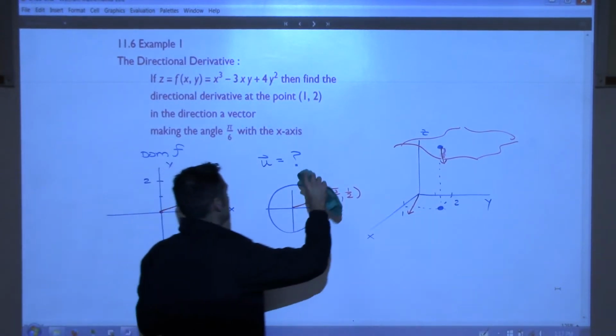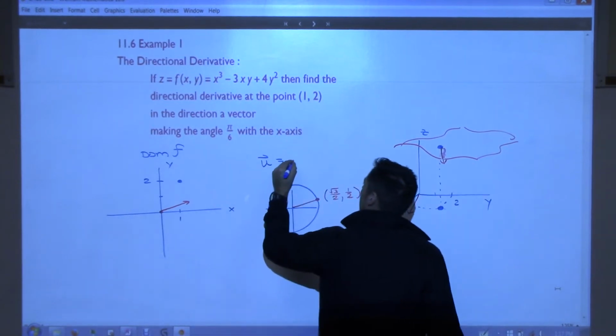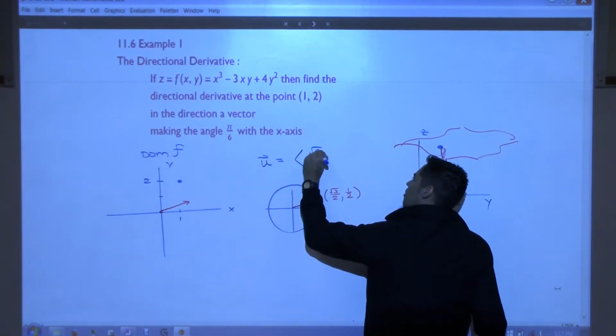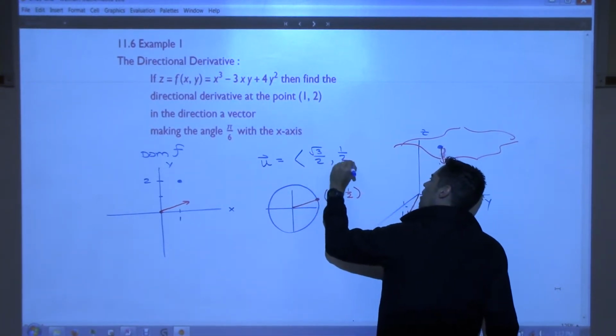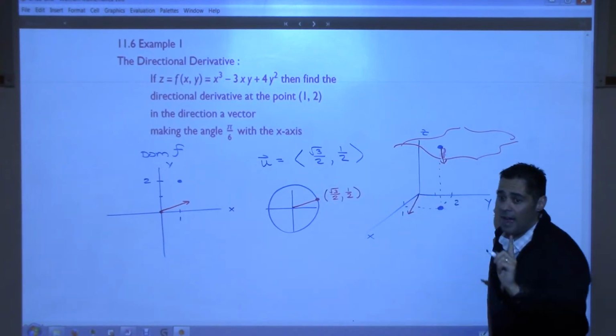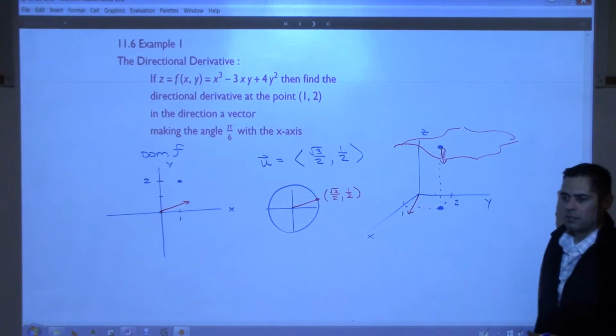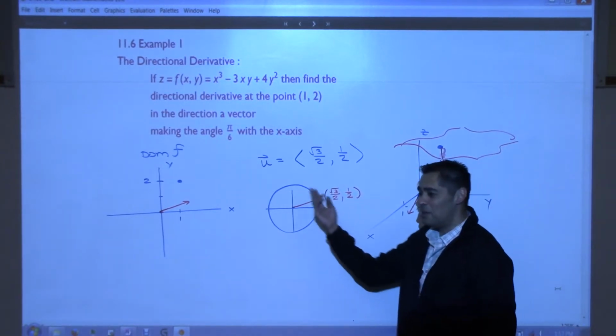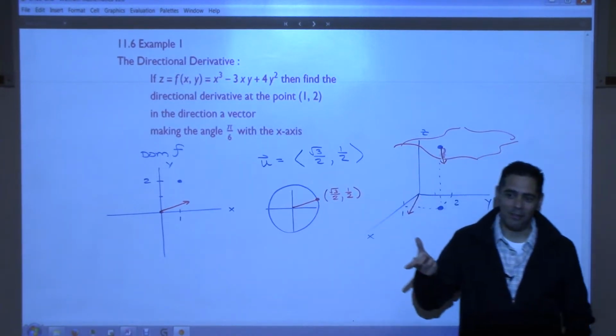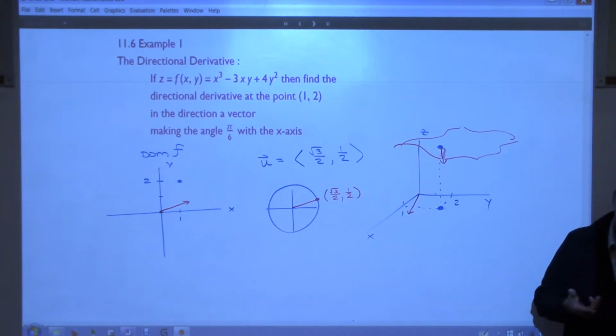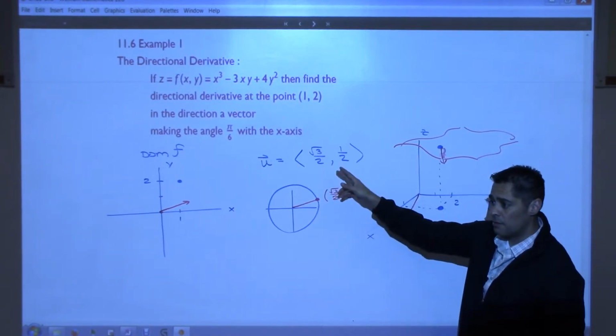So how about that as a candidate for you? How about root 3 over 2, 1/2? Now, it has to have unit length. Is it a unit vector? Well, it came from the unit circle, so it should have length 1. But you could double check it, right? You could just take its magnitude real quick.